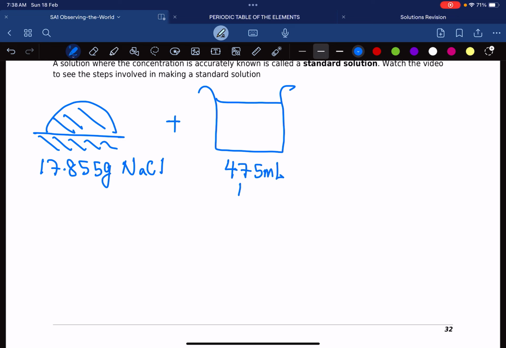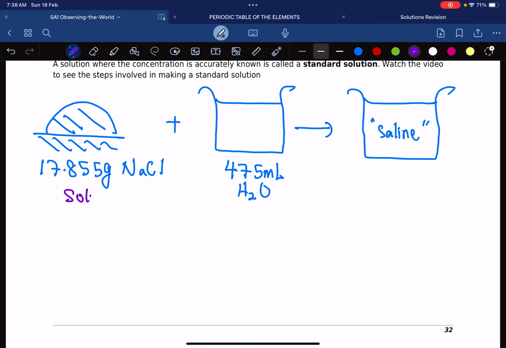So at the end of the day, you get a solution. We call this saline. So as far as we are concerned, we have the sodium chloride dissolved in water. We get this mixture. This is what we call solute. Solute is the stuff that you dissolve. Water is what we call solvent here. Solvent is the liquid that we are using to dissolve the solute, and the mixture of the solute and the solvent is called solution.